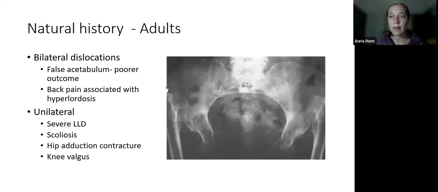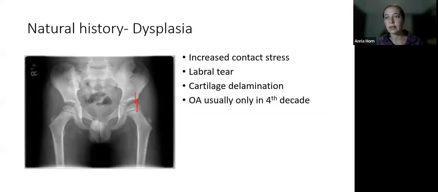Again, it's impossible to have long enough natural history studies to scientifically confirm this, because we don't leave DDH alone anymore, and we seldom see such late presenters. But it's because the prognosis for a unilateral hip is so much worse than for a bilateral one. So if I see a 7-year-old with bilateral DDH, I'll just leave it alone.